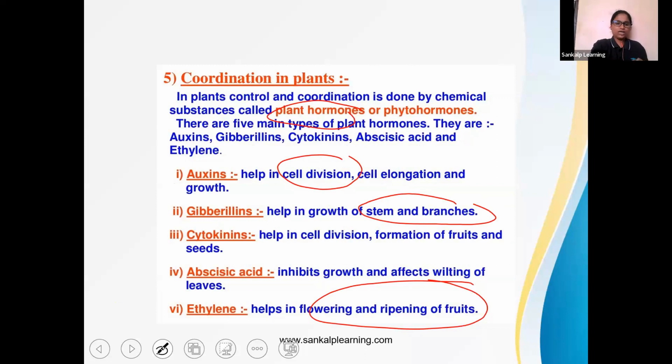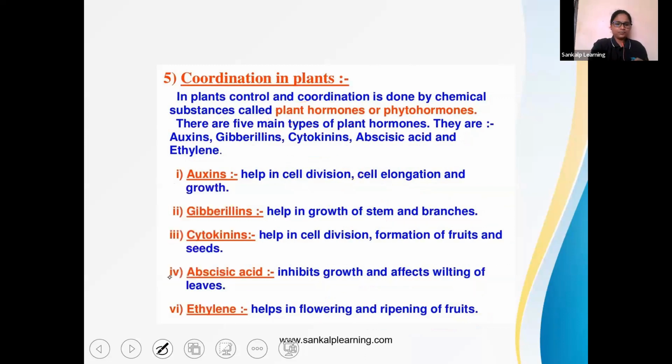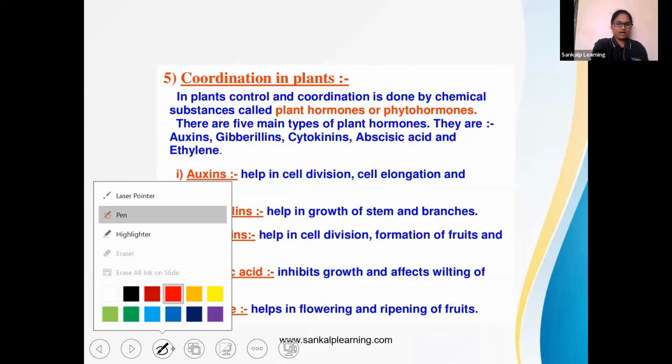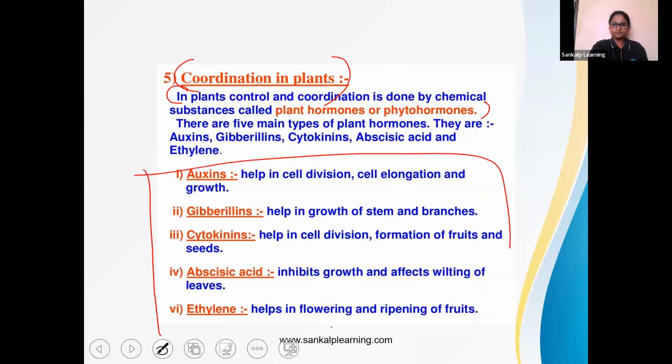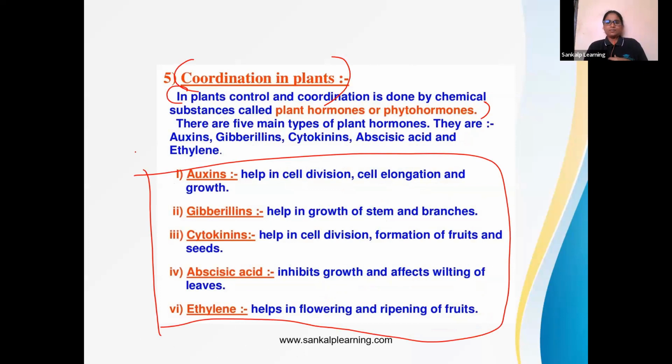Before that, just note this down, write it soon, take it fast. Coordination in plants is a heading. In plants, phytohormones, then this one. Make it fast, both of you, and let me know soon. Don't make me scream: Shreya, did you complete? Panchami, did you complete? So do respond once you finish it off.